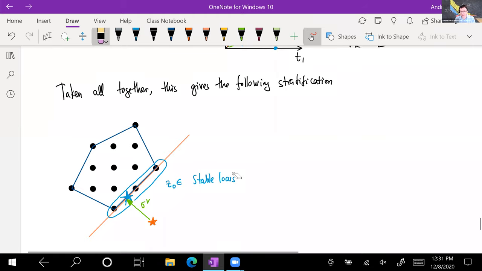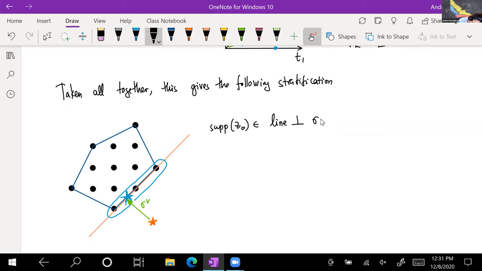First of all, I should say this is the corresponding points. So since the support of Z naught lies on the line, which is perpendicular to sigma, this means that the point Z naught, which you think of in a projective space of some vector space, is fixed by sigma. Because what does it mean to lie on the line? It means all these monomials are scaled with the same power under the action of sigma, and so in the projective space it'll be fixed.